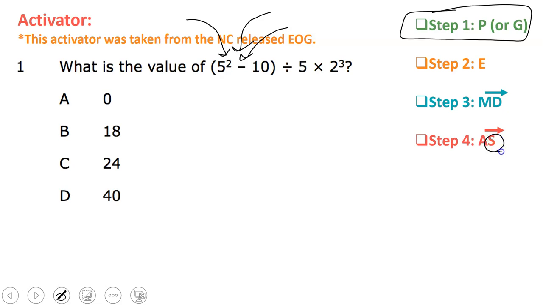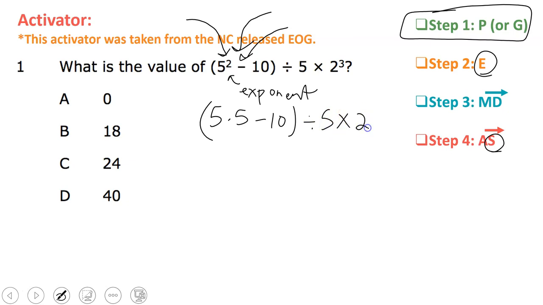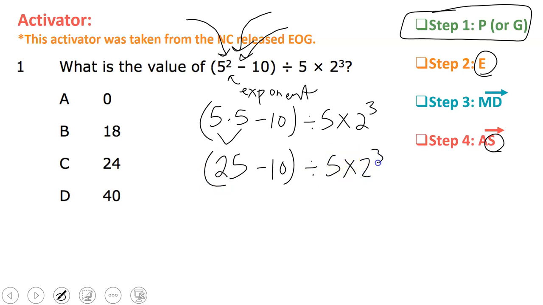So subtraction is a step 4, and exponents is a step 2. So I need to deal with the exponents before I subtract. Remember that the exponent, the 2, tells you how many of the 5s are being multiplied together. So I need to record 2 5s that are being multiplied together. Five times 5 gives us 25. Next, 25 minus 10 gives us 15.